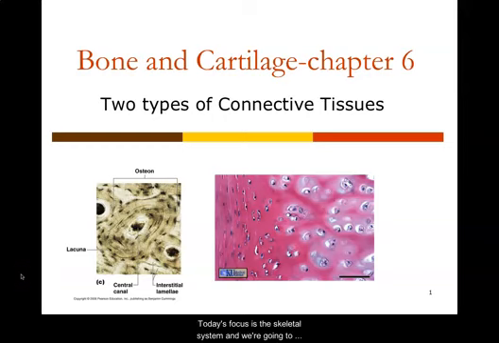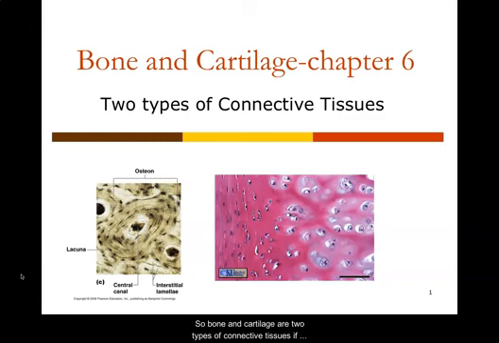Today's focus is the skeletal system, and we're going to focus in lecture on the tissues of the skeletal system. We're going to focus on bone and cartilage, and then we'll take a look at the organs. We'll take a look at some of the features of the bones of our bodies in particular.